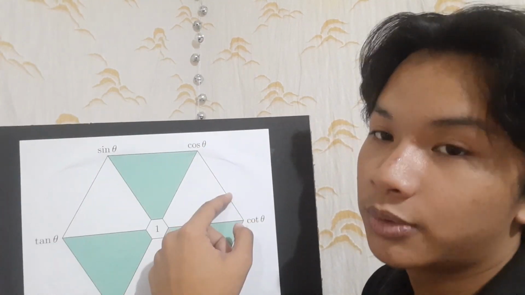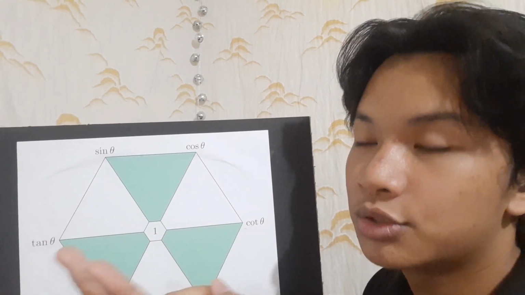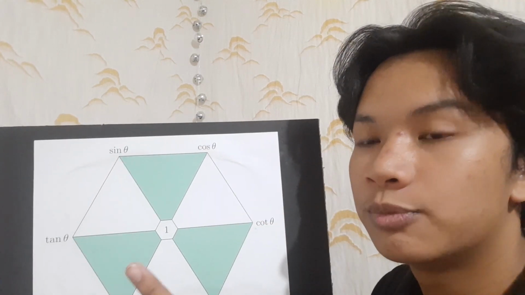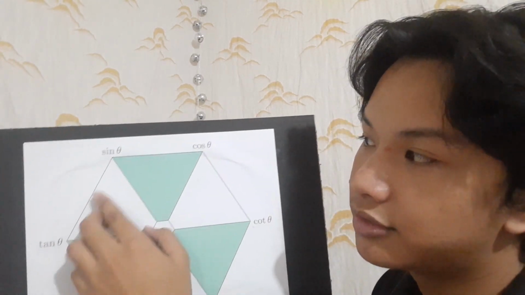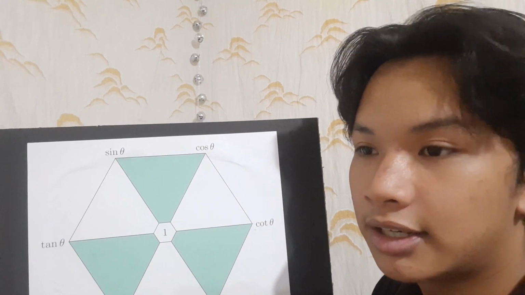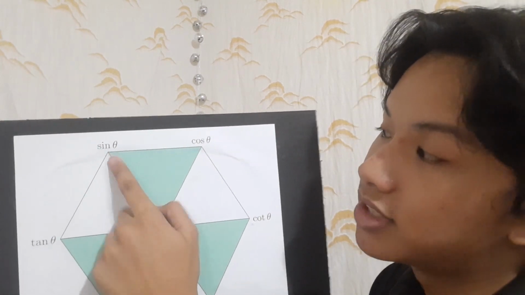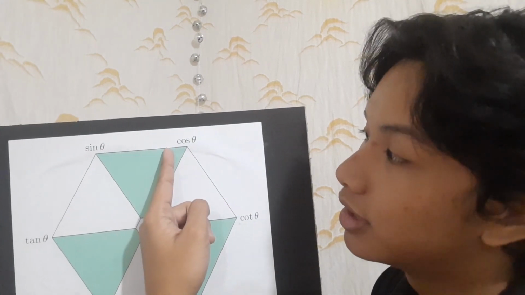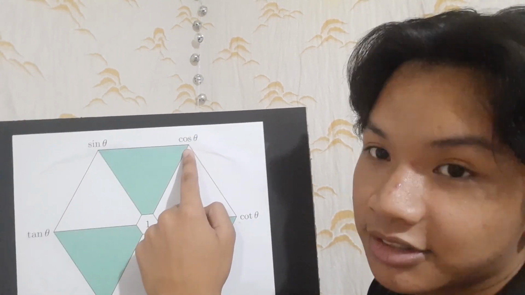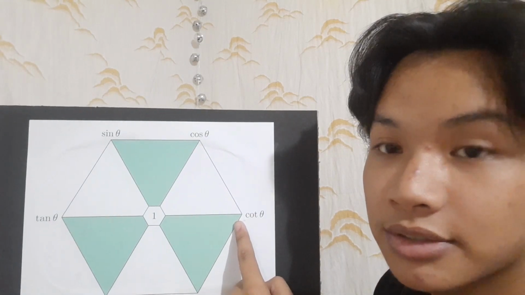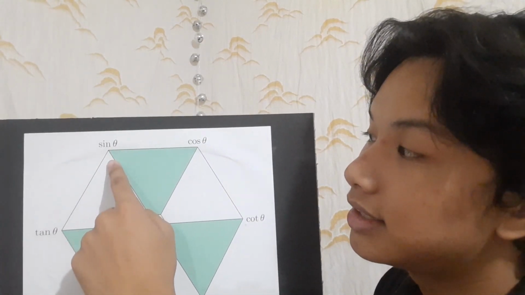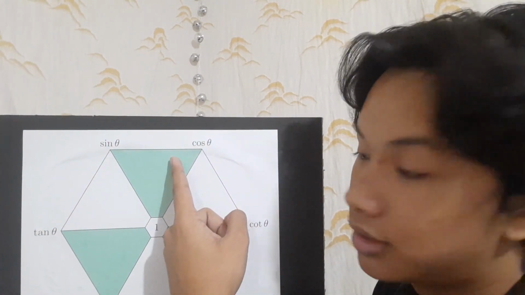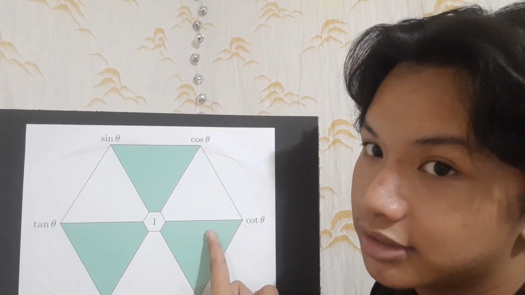We just go clockwise 2 vertices from the beginning vertex. So let's say for the second identity, sin, we go 1, 2. So which one is the 1, 2? The first one is cosine and the second one is cotangent. So now we know that sin is equal to cosine over cotangent.